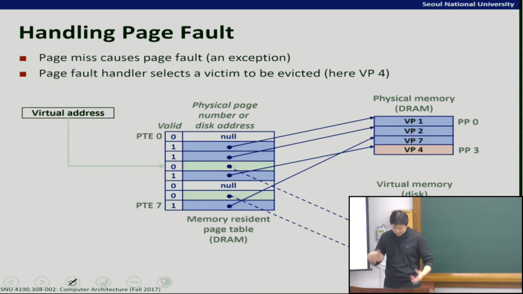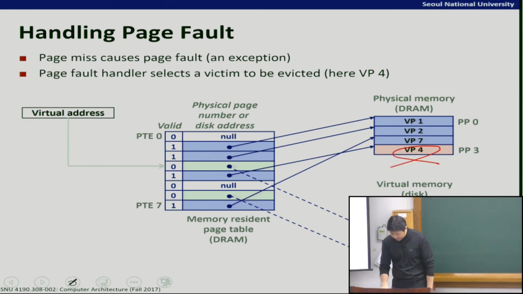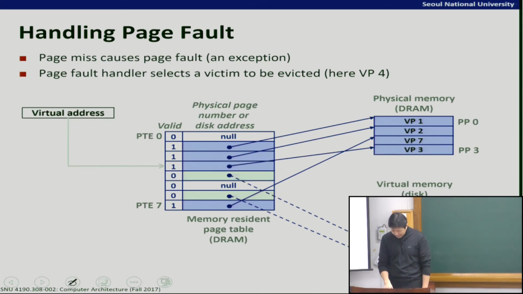So it's like a replacement policy in the cache. In the same way, we select a victim to evict. In this case, let's say this virtual page 4 is the victim. Then we kick it out and place the requested page into the DRAM. Then we retry the access, and now we can get the correct value from this DRAM.